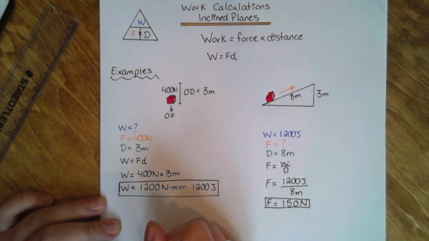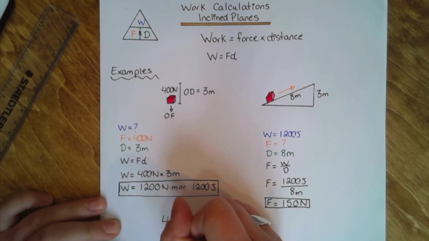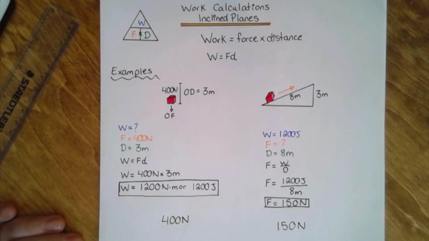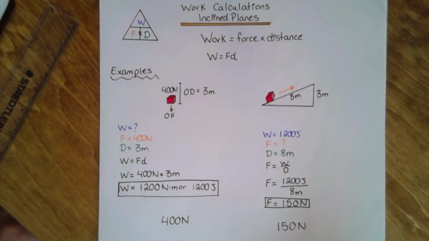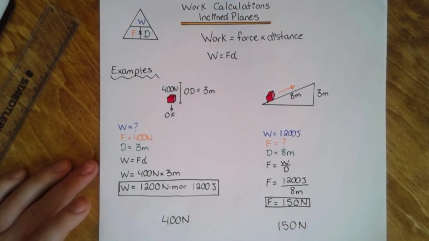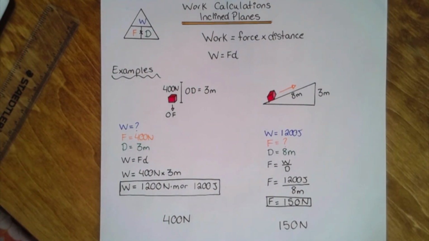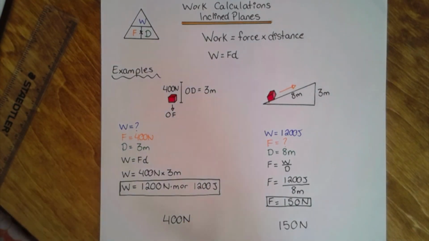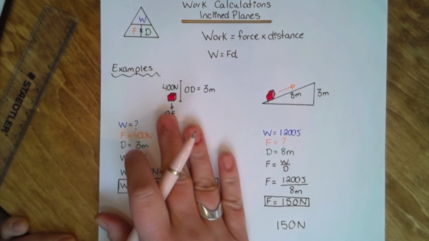So, this required a force of 400 newtons. This inclined plane only required 150 newtons. You can see it's a lot simpler to move this box. Yes, you have to move it over a larger distance. However, it requires less effort. So then you can talk about a ratio at this point. And this is where mechanical advantage happens. So how much simpler is it to move this object using the inclined plane rather than just picking it up?